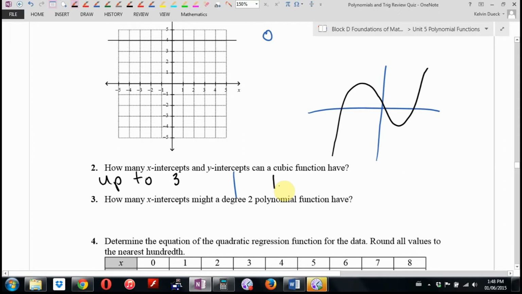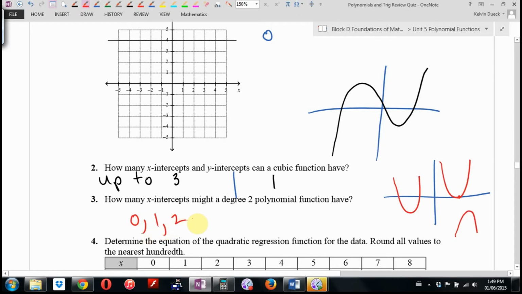How many x-intercepts might a second-degree polynomial have? Well, that's a parabola. You can have 3 situations: you can have 2, or you can have 1, or you can have none. 0, 1, or 2. Can't have 3.